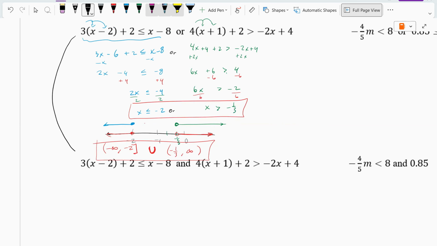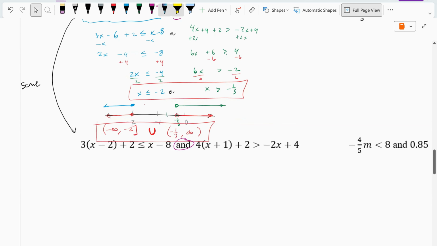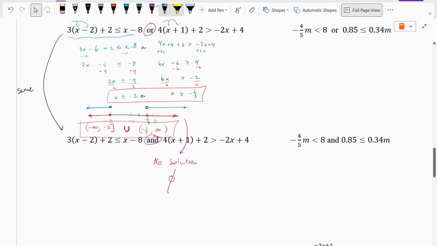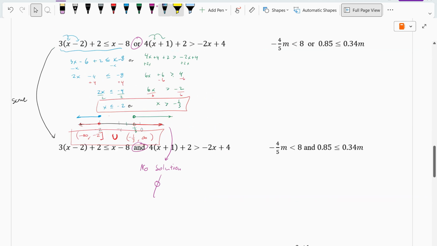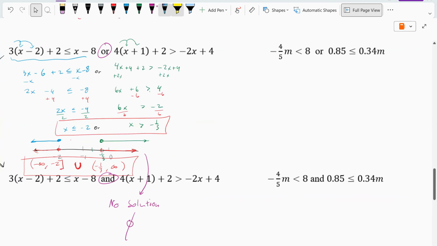Any questions about this? Note that these two problems are exactly the same, except for what? There's an and between them. From that graph, what's the overlapping region? There is none. So what's the answer? No solution. If you're lazy, you can write this Greek symbol, meaning no solution. So there's no value of x that will make both inequalities simultaneously true. Any questions about that? Let's try the next one.